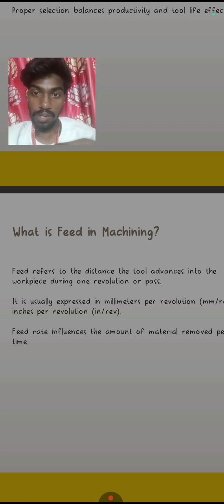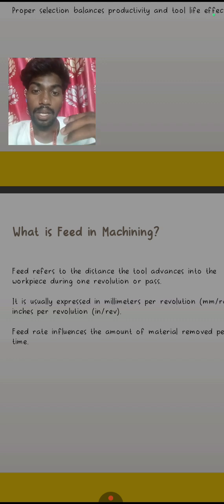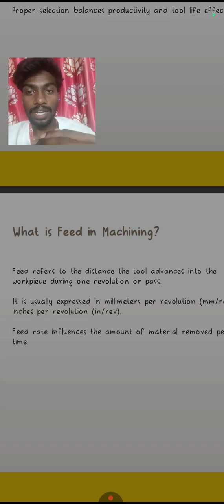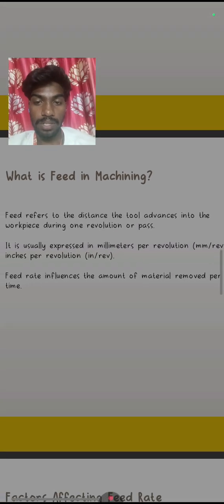When the workpiece is revolving like this and the tool gets in contact with it, how much the tool advances per revolution is called the feed. In simple terms, it is the distance the tool travels in one revolution. It is usually expressed in millimeters per revolution.